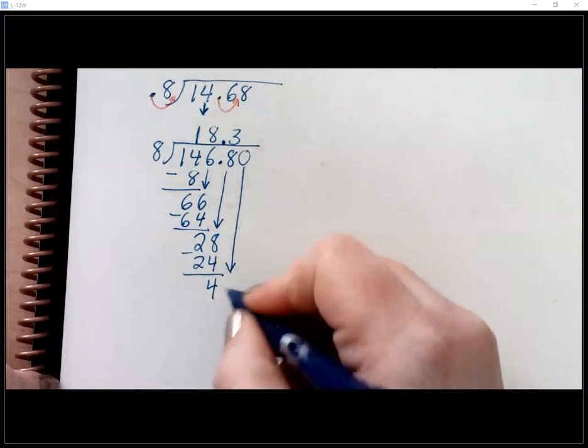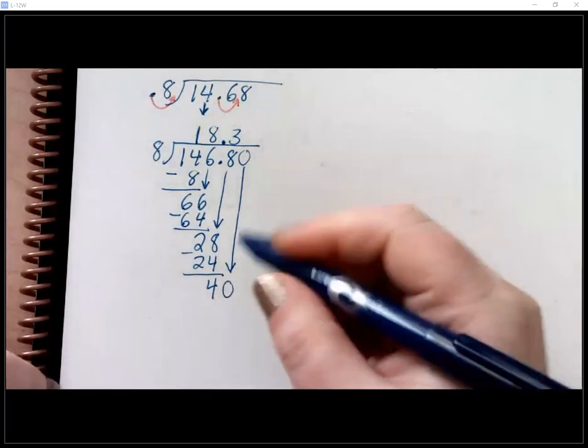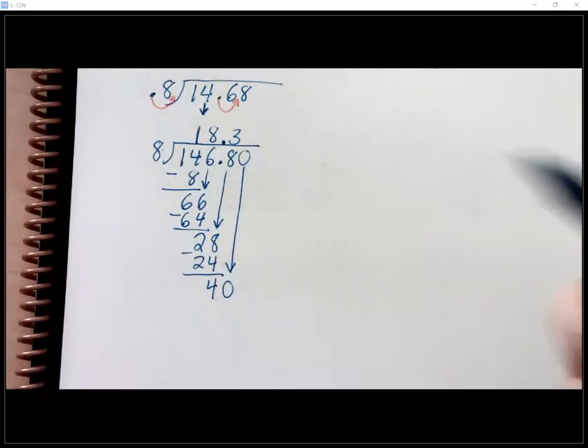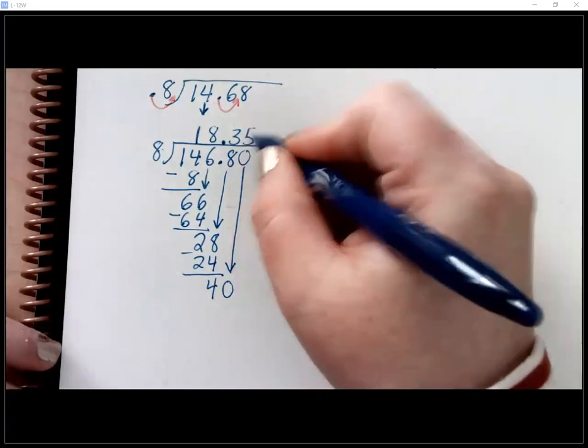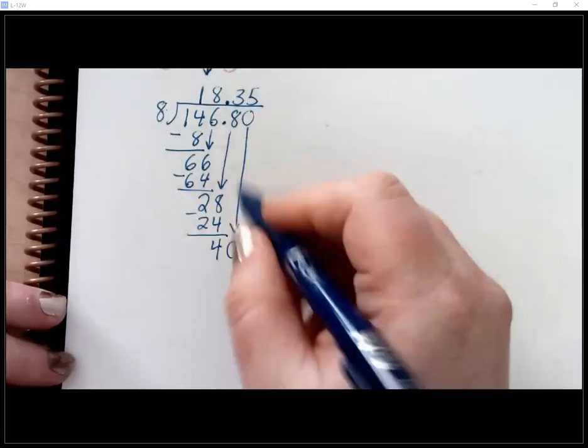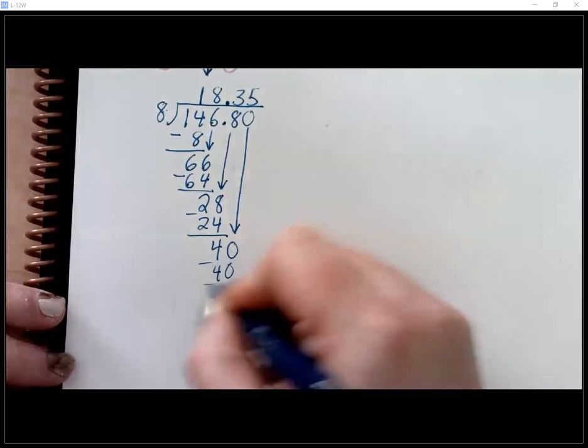So if I bring down another 40, and now we get lucky because how many times does 8 go into 40? 5. And it goes in perfectly. So when I do this last one, 5 times 8 is 40. And when I subtract, I get 0. So I know I'm totally done.